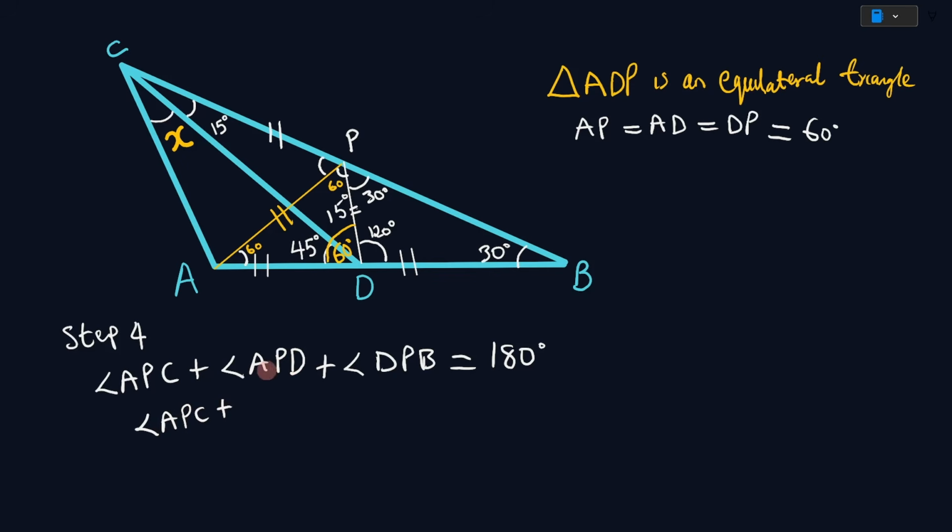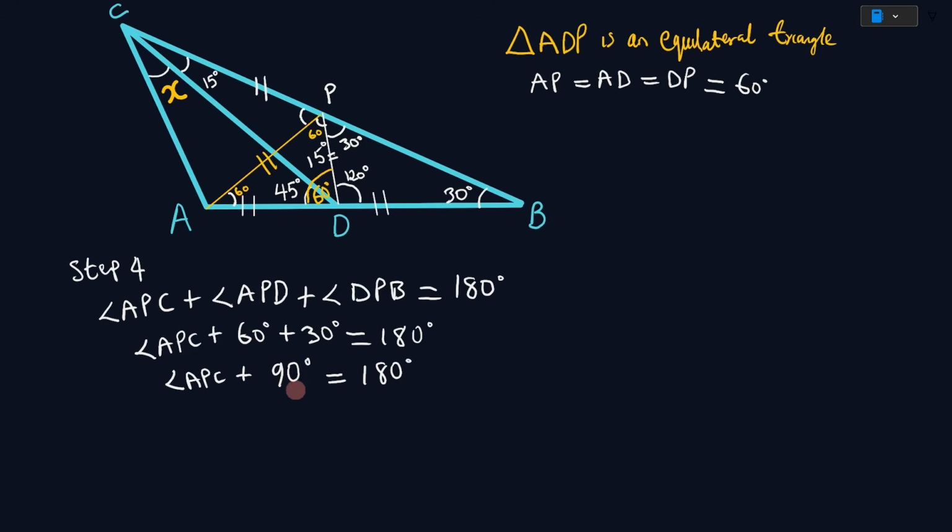We already know what our angle APD is. APD is 60 degrees plus our angle DPB. Angle DPB is 30 degrees. All should sum up to 180 degrees. Angle APC plus 60 degrees plus 30 degrees, which is 90 degrees, equals 180 degrees.